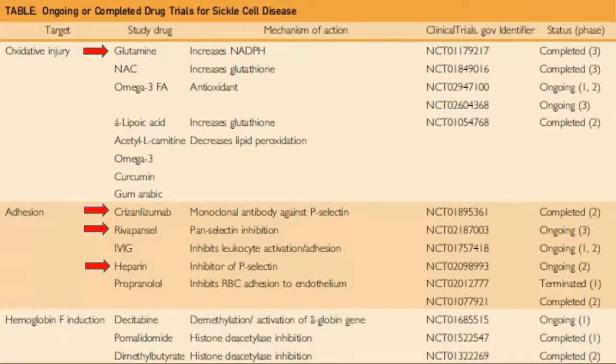Now, the ongoing trials, or the treatments and medications that are in the active pipelines, include L-glutamine. It's there now in the market. I put red arrows to show which medications are in the market. Glutamine is marketed widely now. Crizanlizumab got an FDA approval in our country and many other countries, and it's available now. Of course, rivapansel was stopped because of the side effects.